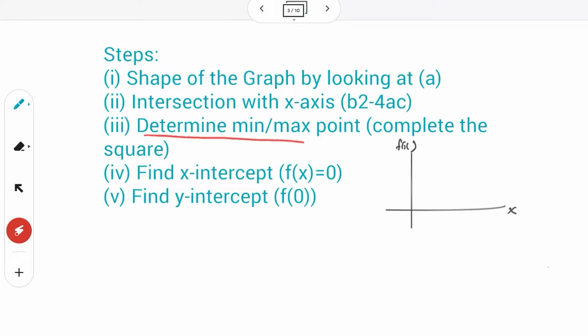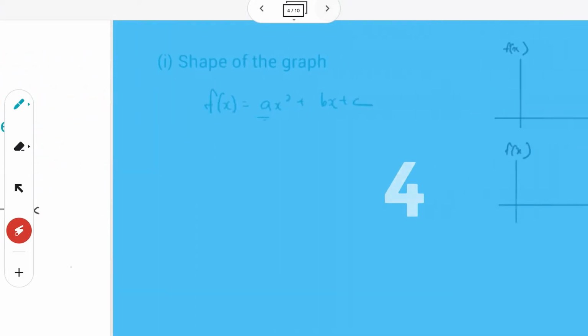The third step is to determine the minimum or maximum point of the graph. Note that we're not sure if it's the minimum or maximum because this depends on whether or not the graph is like this or it's like this. The next step is to find the x-intercept. And the x-intercept is essentially the points at which the graph intersects the x-axis. And the last step is to find the y-intercept. And the y-intercept is the point at which the graph intersects the y-axis. Okay, without further ado, let's get started.